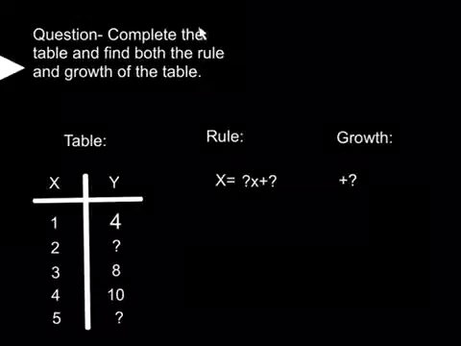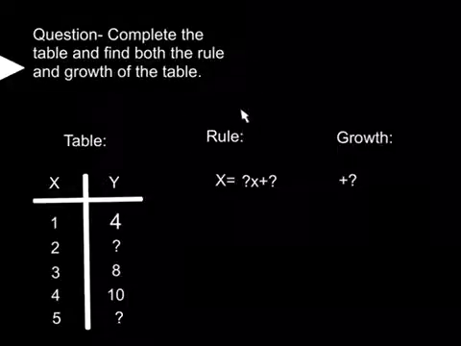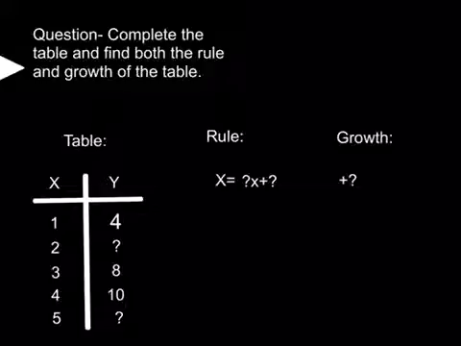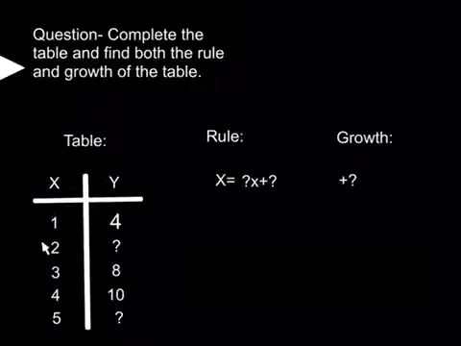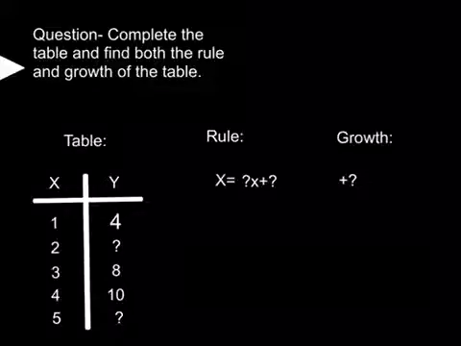Alright, so the question is complete the table and find both the rule and growth of the table. So the rule, the growth, and the table. They've already given us a few pieces to the table, which is like the 1 and the 4, the 3 and the 8, and the 4 and the 10. We haven't gotten the extra piece for the 2 or the 5 yet, so we just have to fill that in, which is going to be pretty easy.